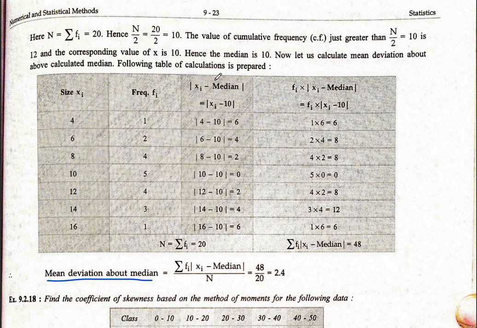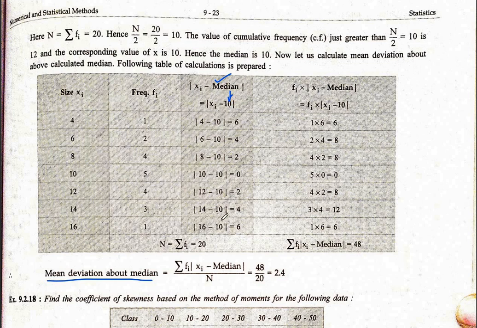So how will we calculate this? First we calculate x minus median. The median we have calculated is 10. Now for x equal to 4, it is mod of 4 minus 10. We don't have to take the negative sign. So 4 minus 10 gives 6, then 6 minus 10, 8 minus 10, 10 minus 10, 12 minus 10, 14 minus 10, and 16 minus 10.